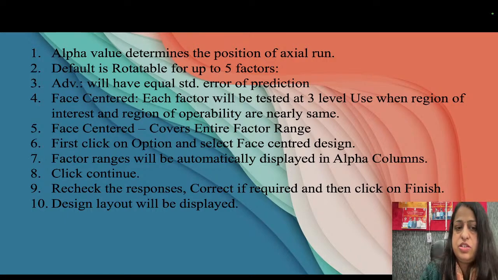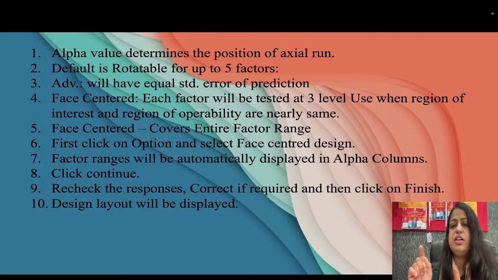Then we will select the option where we have the number of runs, it will show there the number of runs, minimum number of runs is 9. Then we will select face centered design, then we can increase over there the number of runs in this option. Okay, then the factor range will be automatically displayed in alpha column.